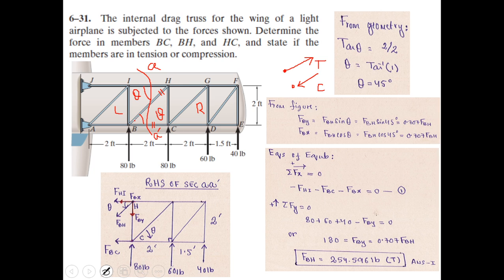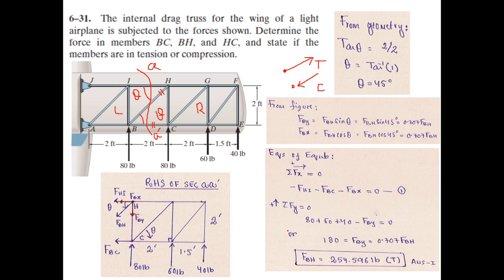So this member is in tension, and it is supporting a load of 254.596 pounds. So you can realize the importance of this analysis, because now you are getting a numerical value of the force that this member is supporting. And once you get this value of force, in any machine element or machine part, you are in a position to design its cross section by using the methods of solid mechanics.